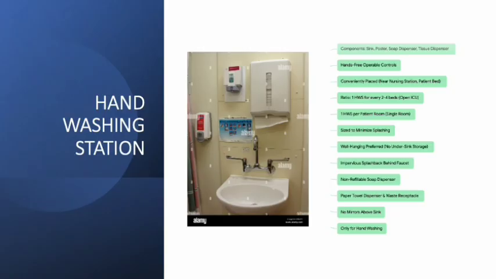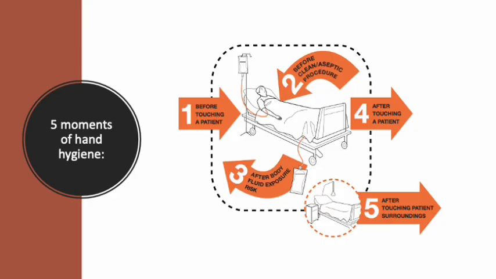A hand washing station should be conveniently located and there should be one for every 4 to 5 beds of ICU. It should be of hands free operation and proper supply including paper towel must be available, and ideally there should be no mirrors. Always perform hand hygiene before and after touching a patient and after touching his surroundings and before performing procedures and after body fluid exposure.